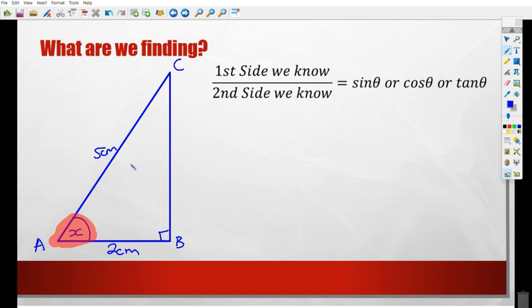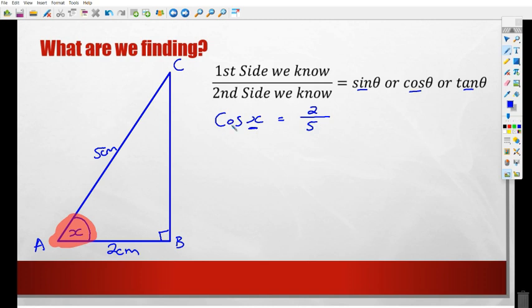So I know I'm trying to look for sine, cos, or tan. Which one of these three ratios has an adjacent over hypotenuse? It's cos. Cos of what? Cos of x, that's the angle I'm looking for, equals, what is the adjacent side? It's 2 over, what is the hypotenuse side? It's 5.